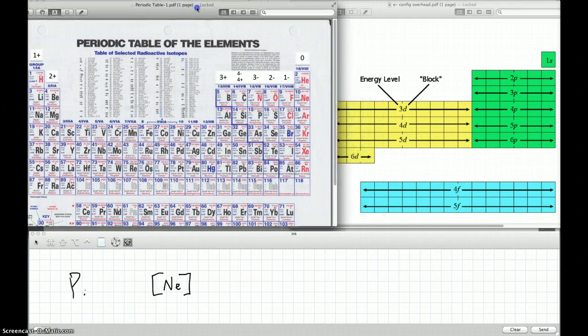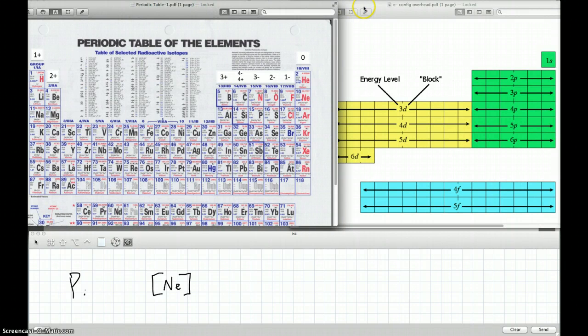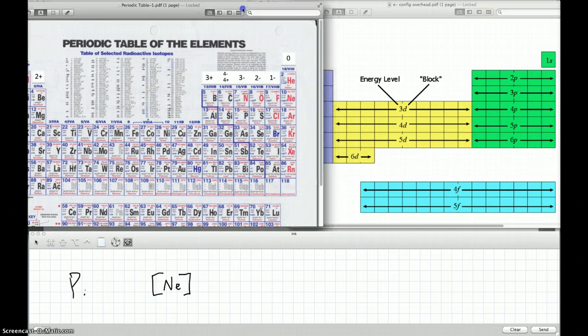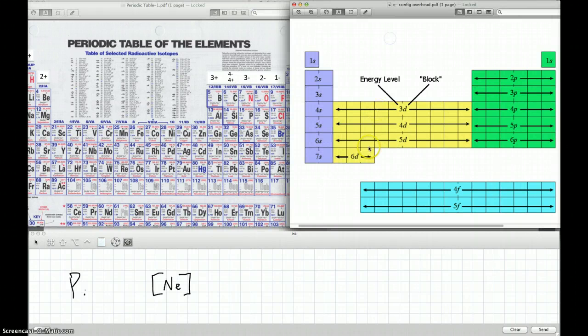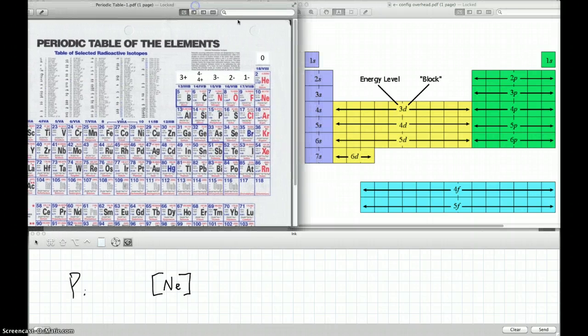See if I can get these both on here. That's good enough, I think. Not quite. Whatever. So, I'll do this. There we go.